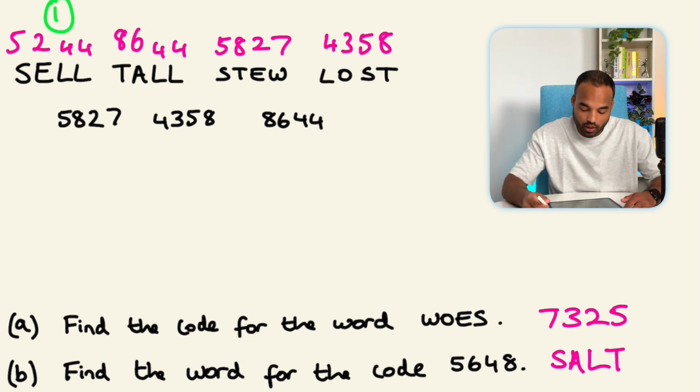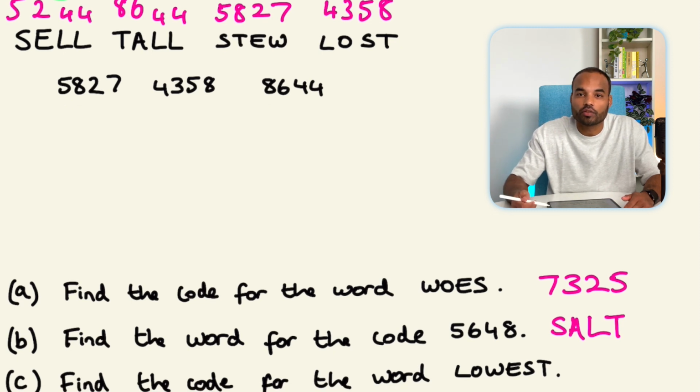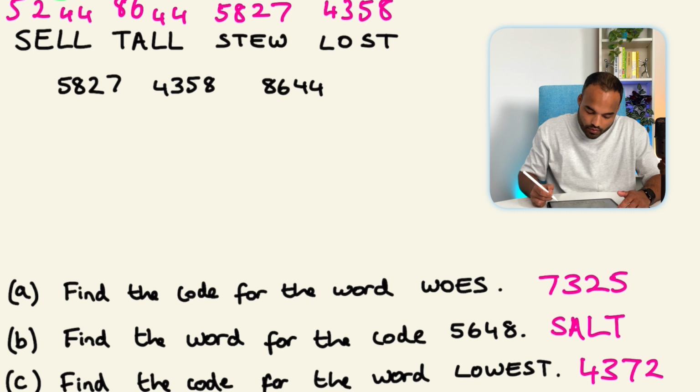Now just a quick tip, if you are asked for a word, make sure that you do have a word that's correctly spelt. So just check your spelling. So salt, right? We know that that's a word. A quick tip with these questions, sometimes you'll get asked for the code, sometimes you'll get asked for the word. So just make sure that you read the question carefully and that, if you're asked to give a code, you're giving a number code. And if you're asked to give a word, you're giving letters. Let's look at the last question. So we have, find the code for the word lowest. Right, so L is 4, O is 3, W is 7, E is 2, S is 5, and T is 8.